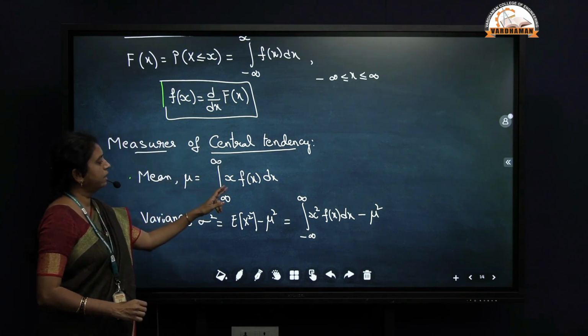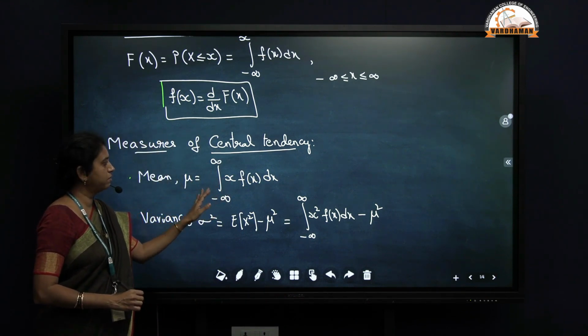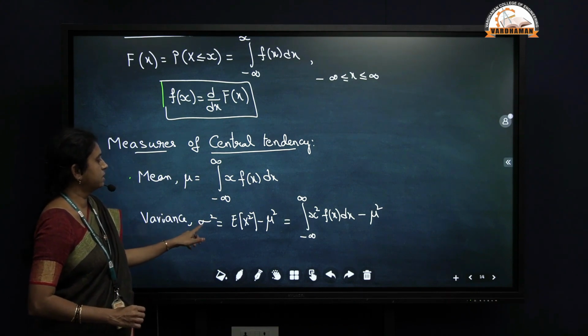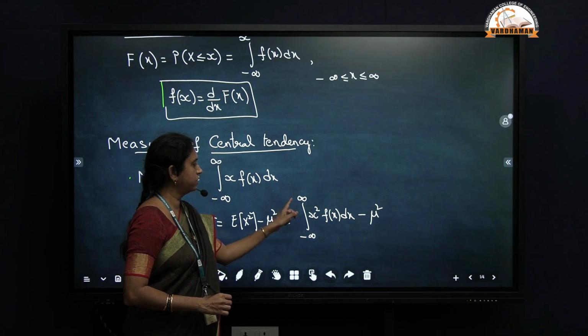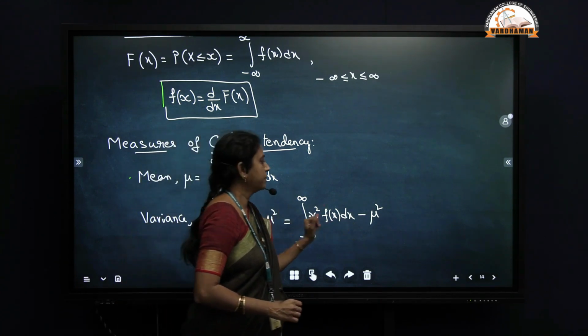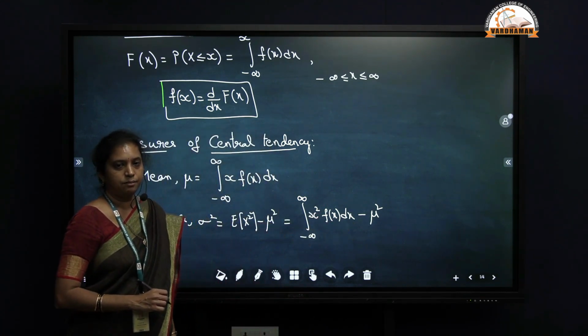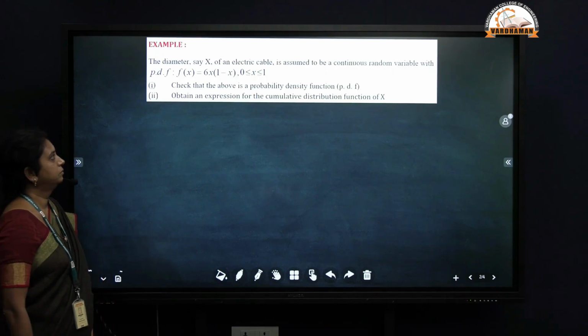So, mean is given by integral of x into f of x between minus infinity and infinity, and sigma square is given by integral of x square f of x between minus infinity to infinity minus mu square. Now, we look into some examples.